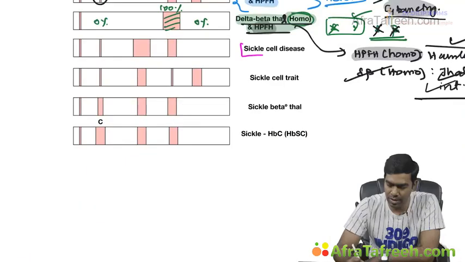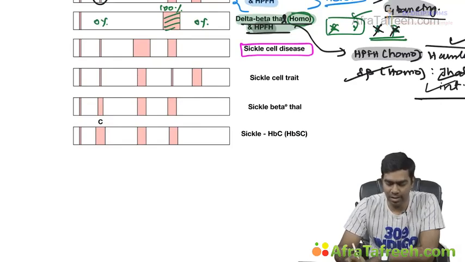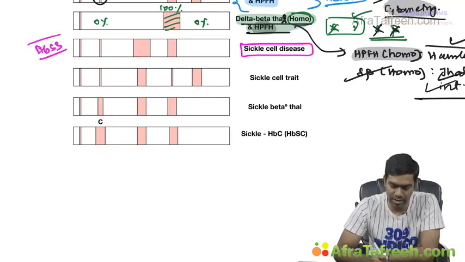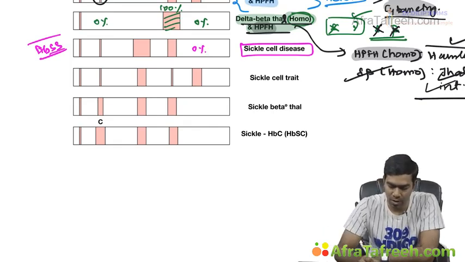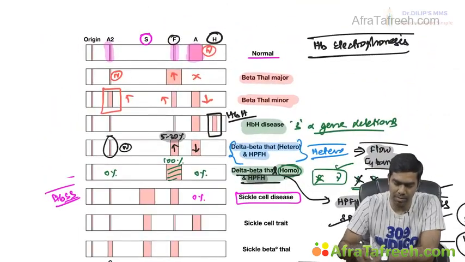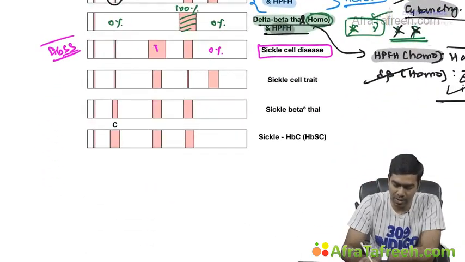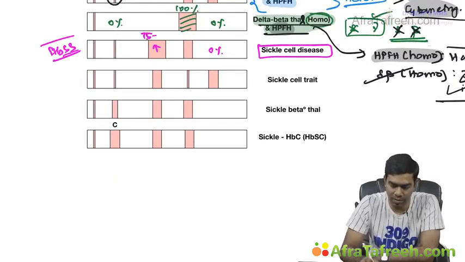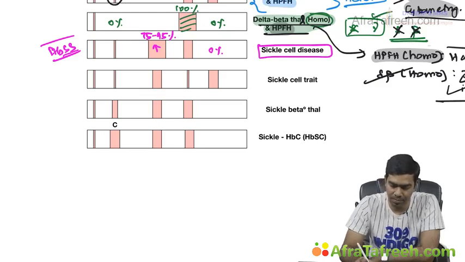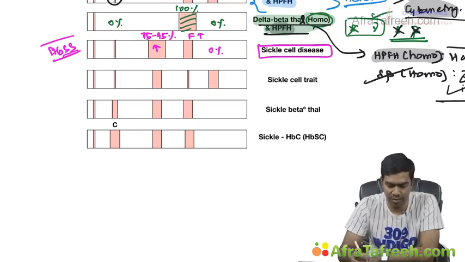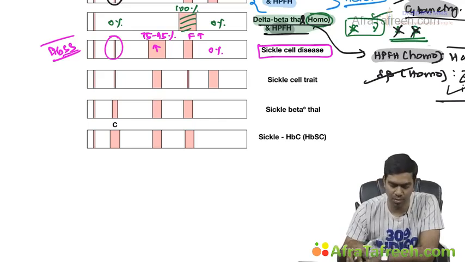Then comes your sickle cell disease. In sickle cell disease, this is homozygous, which means HbSS. What you are typically seeing is 0% of HbA, because both are HbS, no normal hemoglobin at all. And your sickle band, you are seeing this central sickle band here, is actually increased, typically in the range of 75 to 95%, as I have told previously. The fetal hemoglobin is slightly increased, 5 to 25%, and HbA2 and all will be normal. There is no difference.